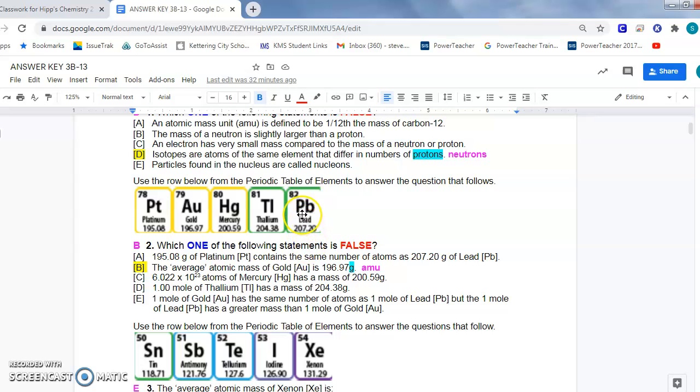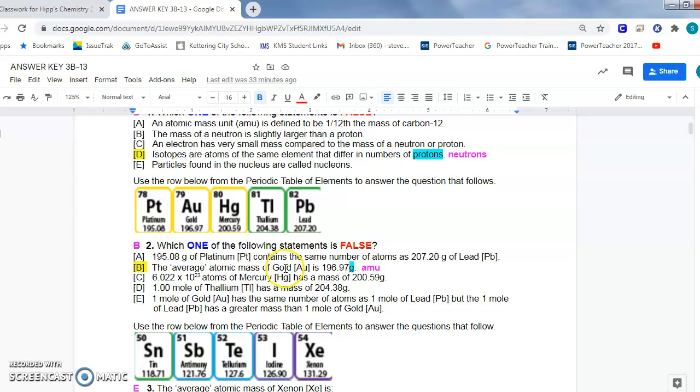Why does it take a greater mass of lead than of platinum to have a mole? The answer is because the lead atom is slightly bigger than a platinum atom. So to have a mole of lead atoms, we would need slightly larger mass than we would of platinum.